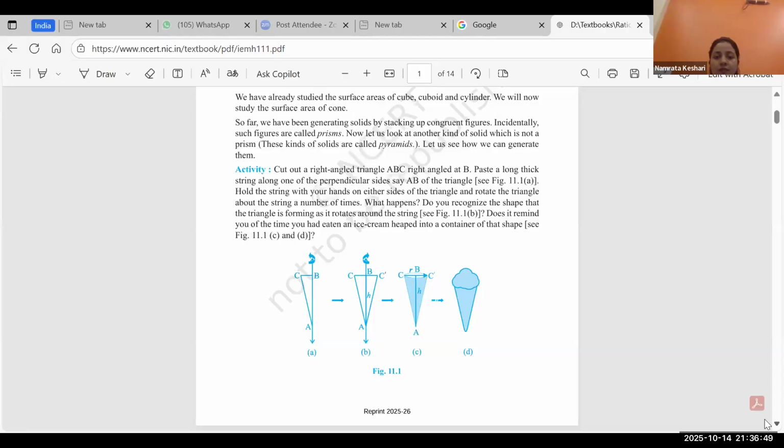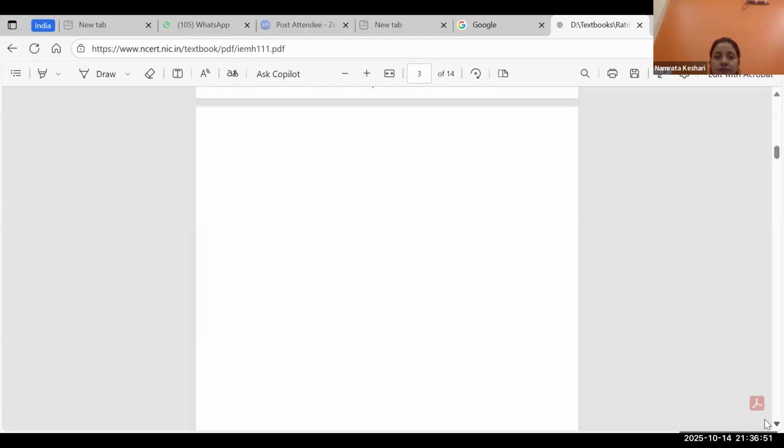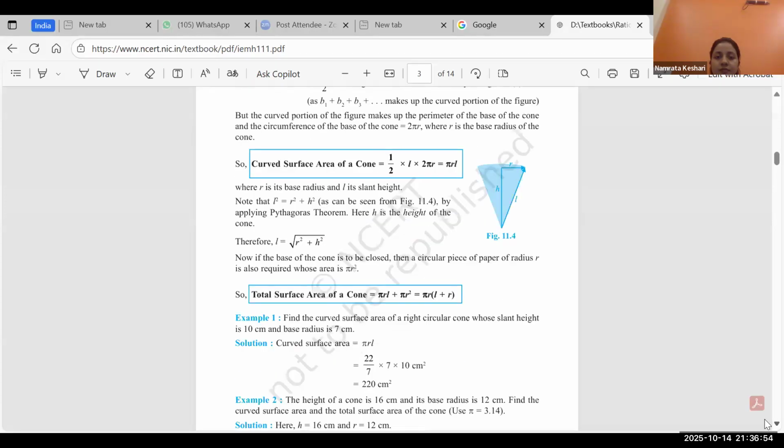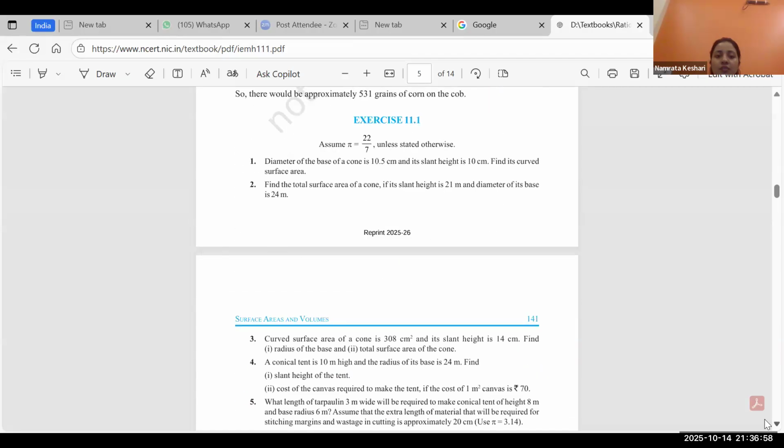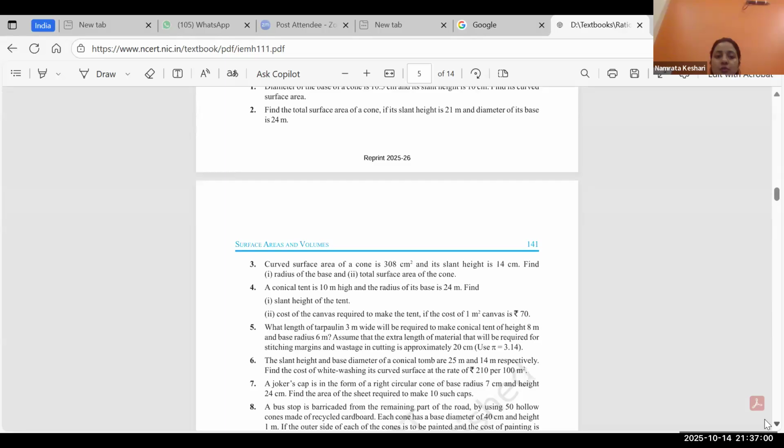Fine, ma'am. Okay. So surface area and volume we had started over here. Let's continue with the same. The formula we had already discussed in the last class. We had also done question number 1, 2, and 3. Today we are going to take question number 4.